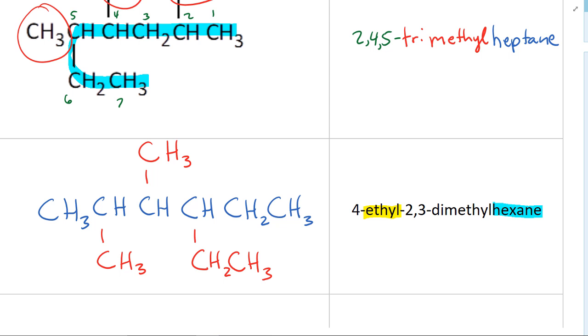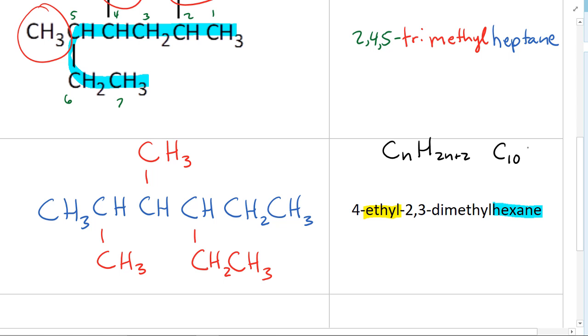Then one of the good confirmations you can do is to remember that the general formula of an alkane is always CnH2n plus 2. And if this is your general formula, then what you should be able to do is figure out if this is the right number. So if we count the number of carbon atoms, I'll get that out of the way. Count the number of carbon atoms. So we have 1, 2, 3, 4, 5, 6, 7, 8, 9, 10 carbon atoms.